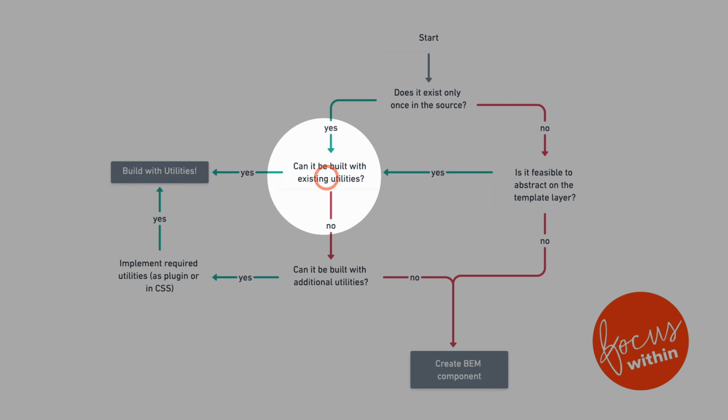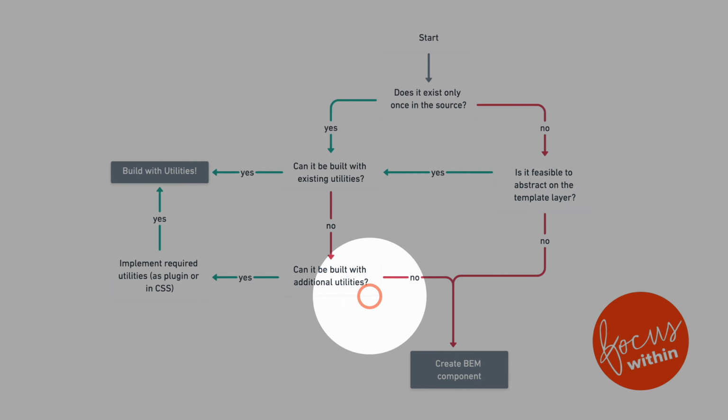We have another one. If we answer the question, can it be built with existing utilities, with a no, we can answer then the question, but, well, could we build it if we created additional utilities? If it can be built with additional utilities, you can either create a Tailwind plugin or write your own utilities in your custom CSS.